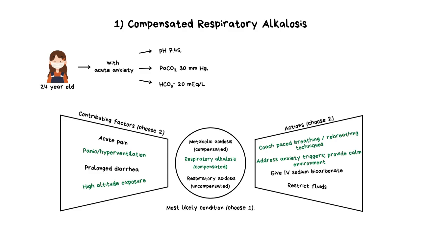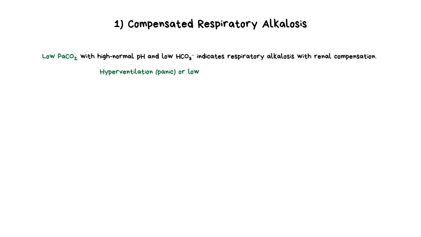Most likely condition, respiratory alkalosis compensated. Actions. Coach paced breathing or rebreathing and address anxiety with calm environment. Rationale. A low carbon dioxide with high normal pH and low bicarbonate shows respiratory alkalosis with renal compensation.